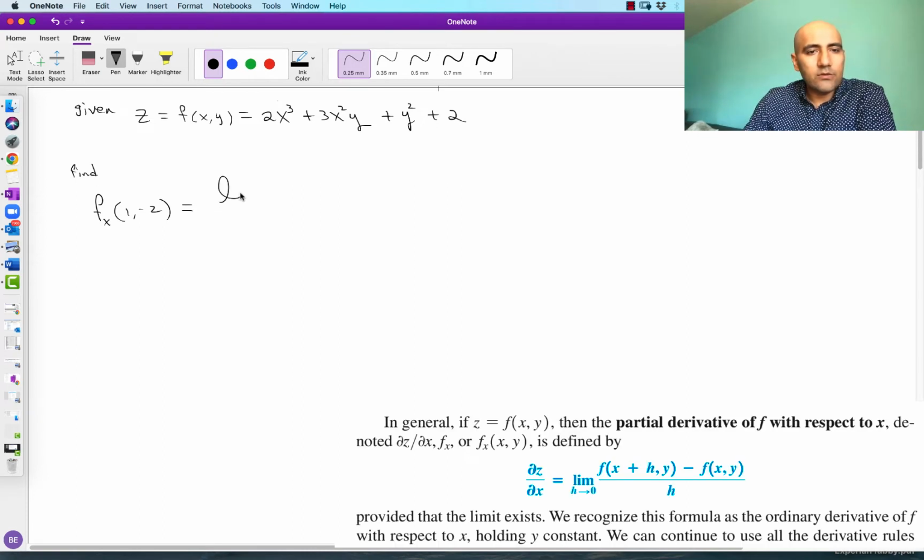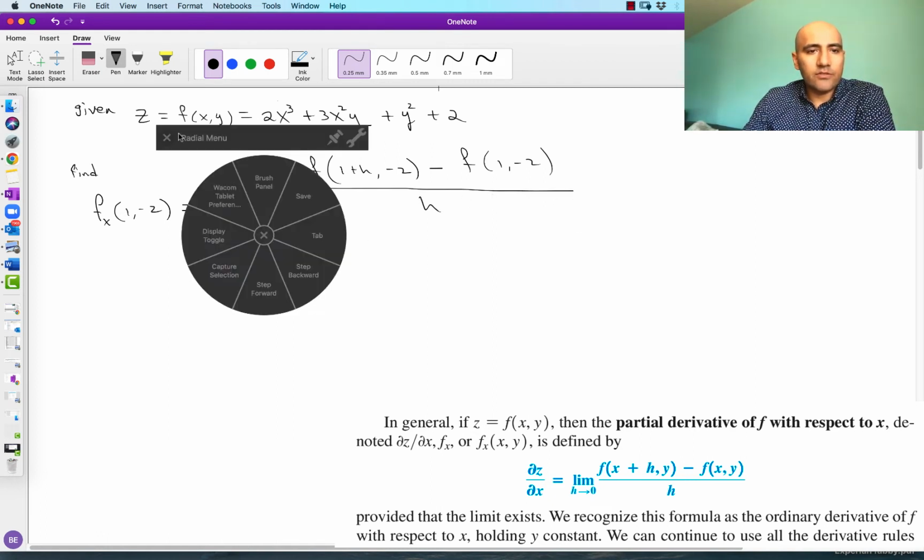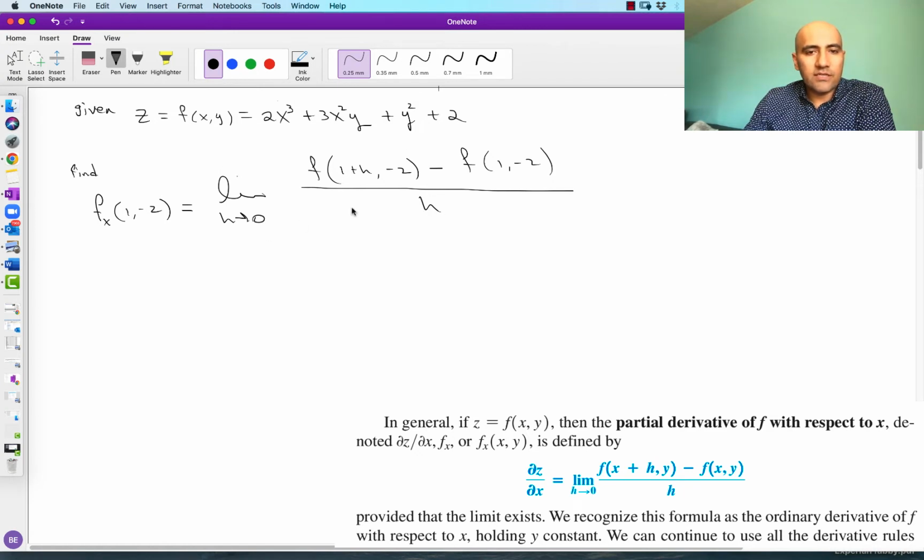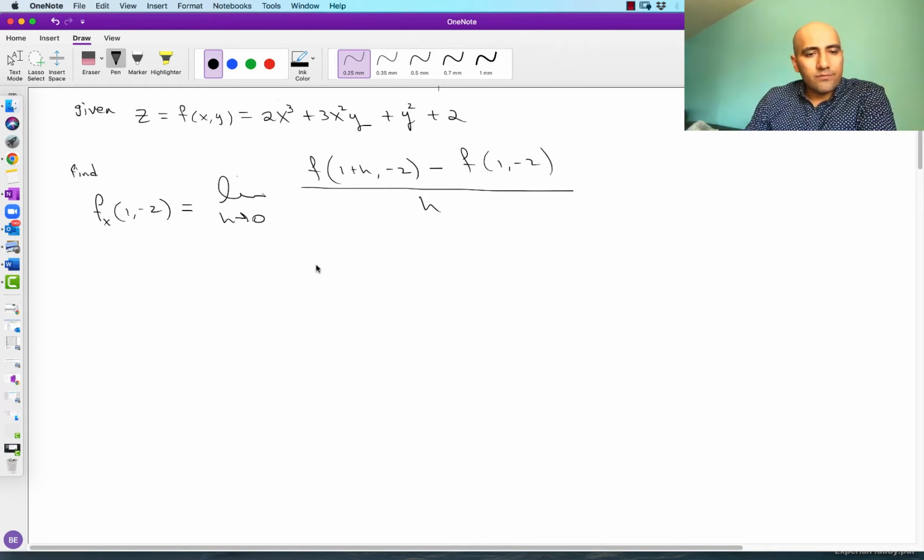So this is equivalent to the limit as h goes to 0 of f of 1 plus h comma negative 2 minus f of 1 comma negative 2, divided by h, right? So the limit as h approaches 0 here will give us our derivative with respect to x. Okay, well, just like before, this is not so fun. We want to really go to our shortcuts to finding these derivatives, and it actually works out to be quite nice in this case.